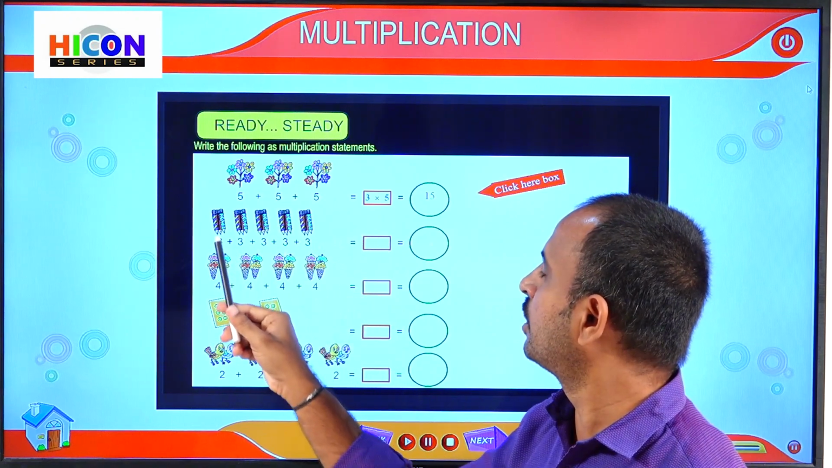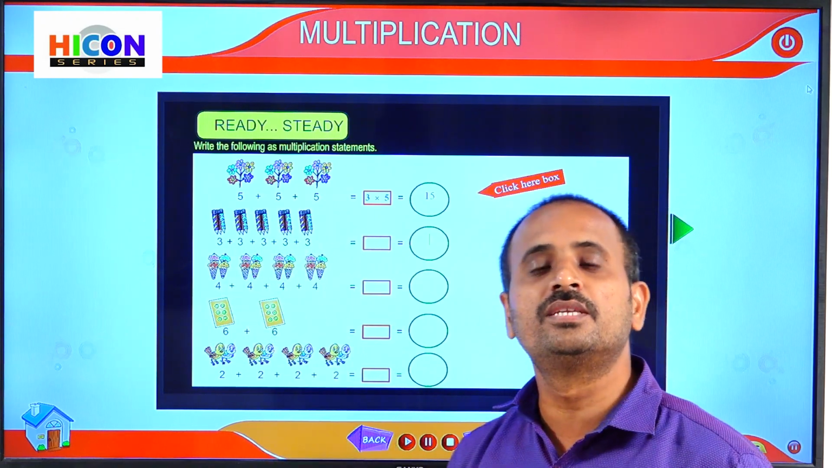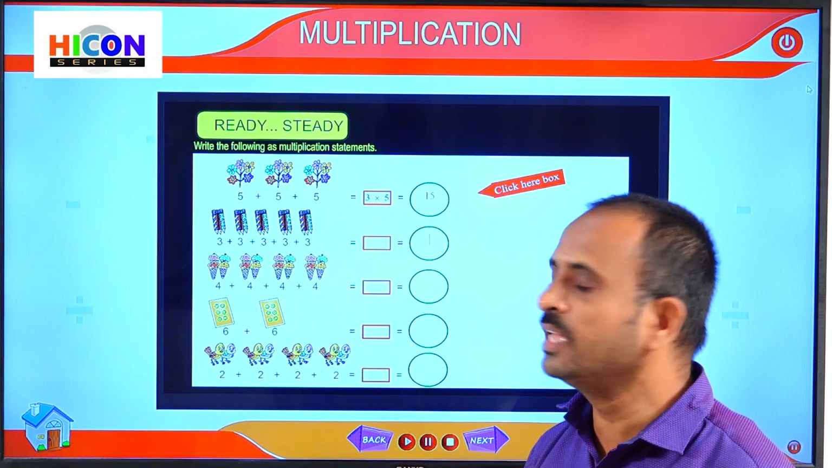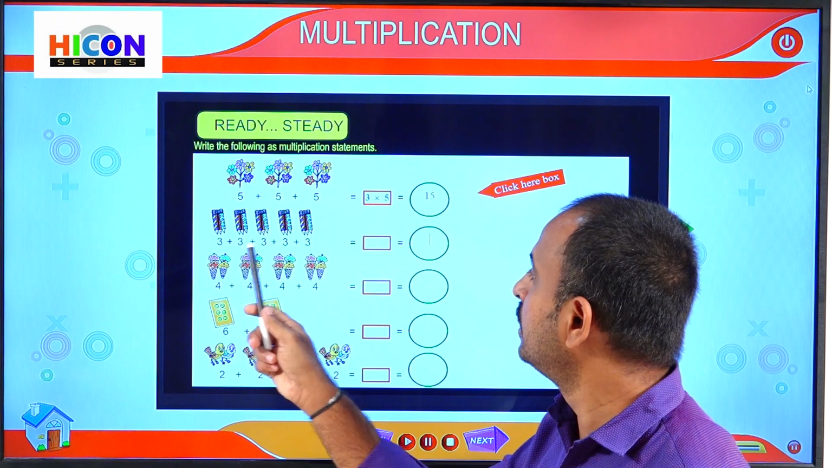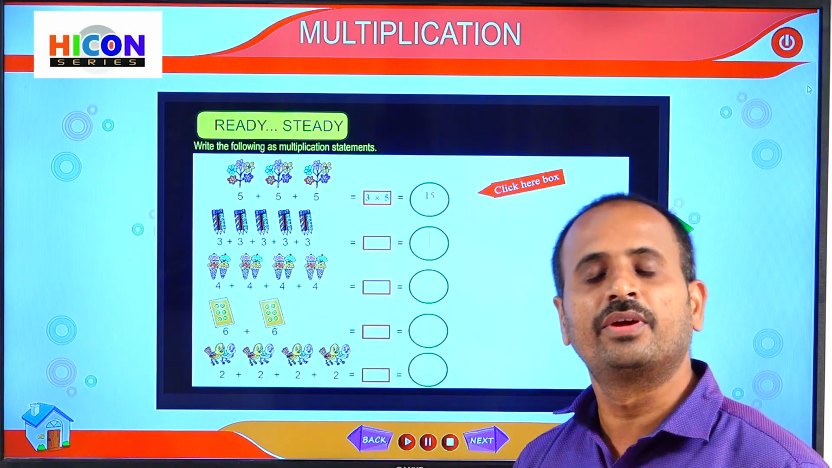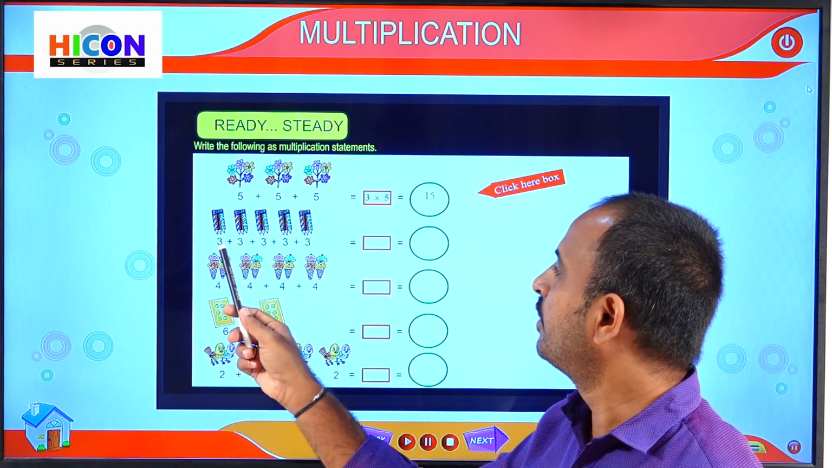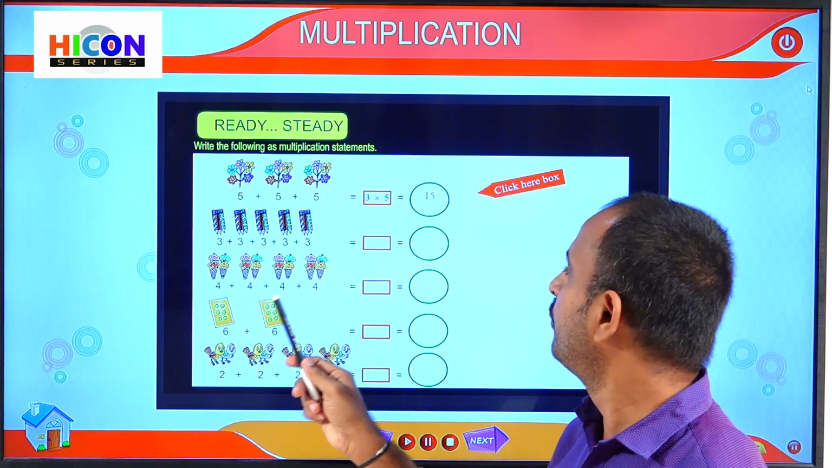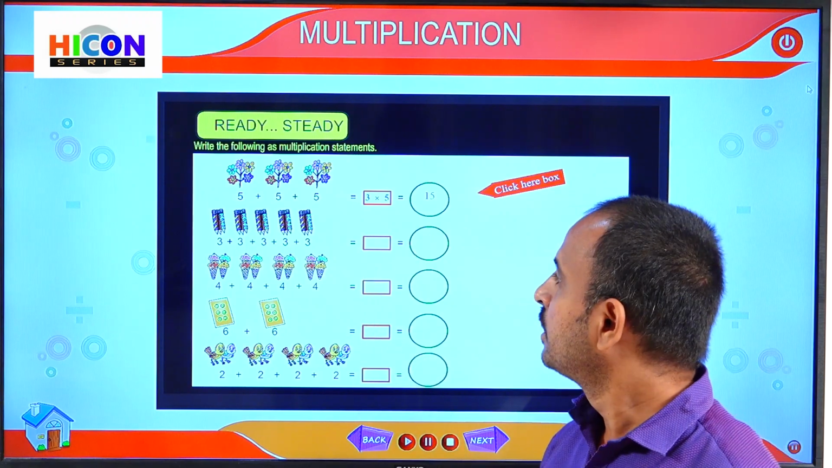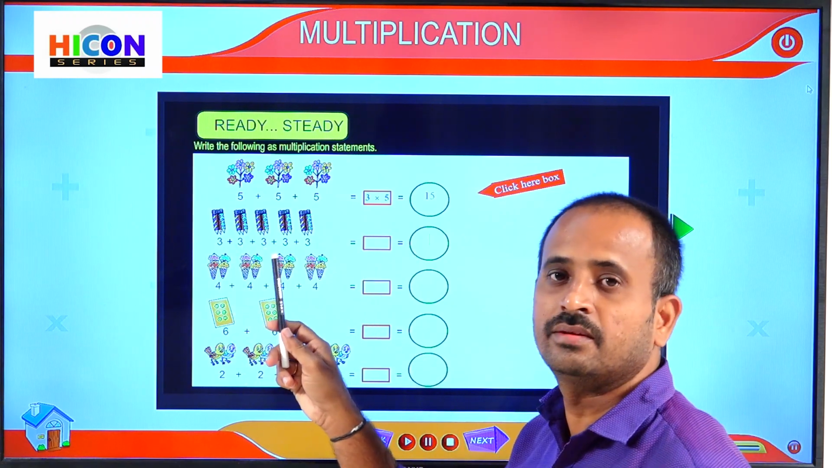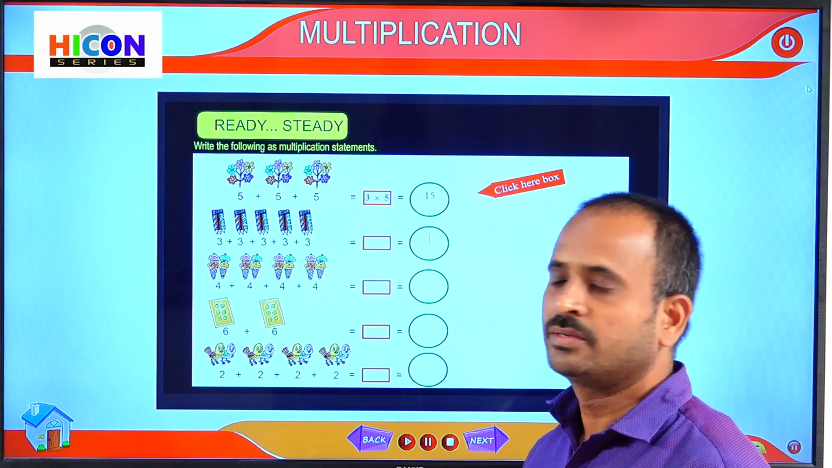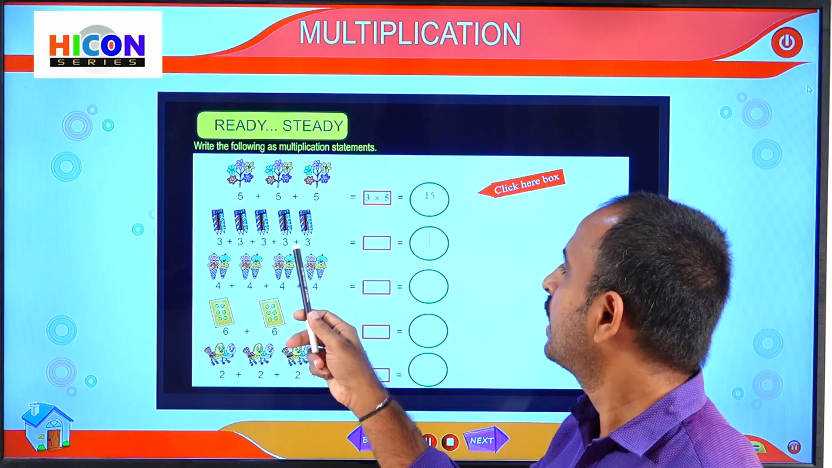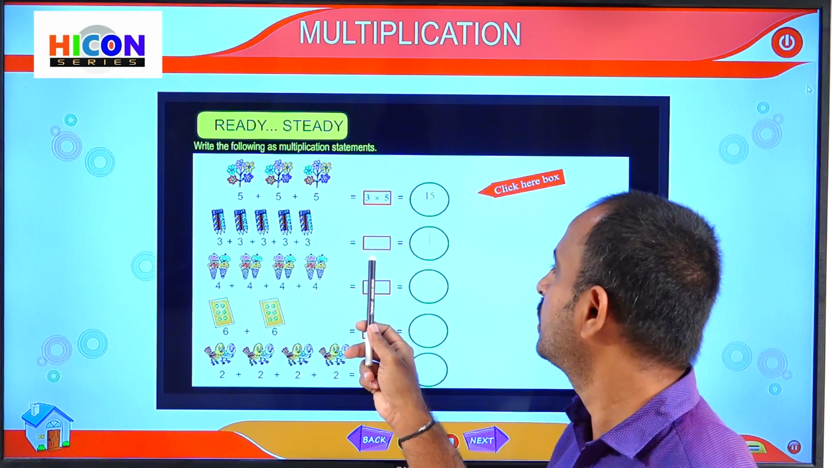Including all the groups, total, how many pencils are there? So how can we write the answer for this? Generally, we will add the number 3 five times. If you consider addition, we add the number 3 five times and we can get the answer. But if the same number is repeated again and again, that repeated addition can be converted into multiplication.